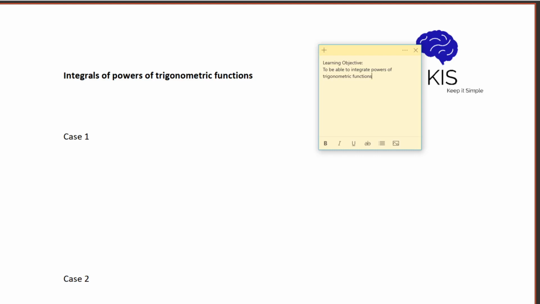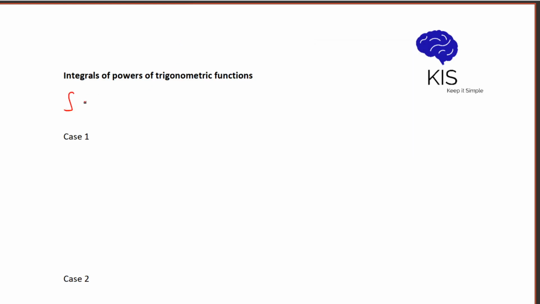So the objective of this video is to be able to integrate powers of trig functions. They'll come in this general form, which is the integral of sine to the m of x times cos to the power n of x, and depending on the values of m and n, you'll have to solve it differently. So case 1 is if m equals 1 or n equals 1, do a u sub.